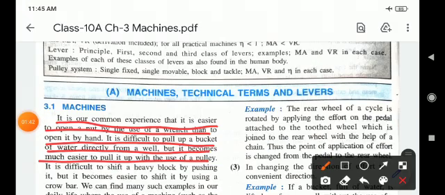Very important point, machine. It is our common experience that it is easier to open a nut by the use of a wrench than to open it by hand. It is difficult to pull up a bucket of water directly from a well, but it becomes much easier to pull it up with the use of a pulley.